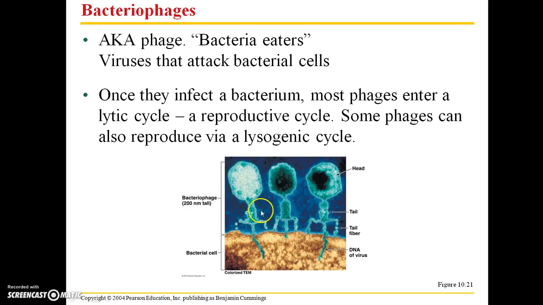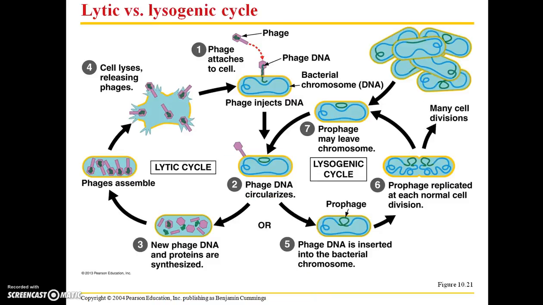Phages are kind of scary looking. They look a little bit like tiny aliens, at least what we often popularly depict aliens as looking like. And they are able to attach to bacterial cells and insert their own DNA. So these are the lytic versus lysogenic cycle, and depending on what type of virus it is, it may undergo one or both of these cycles.